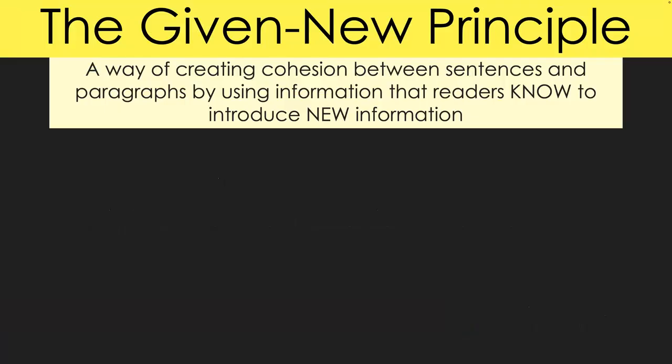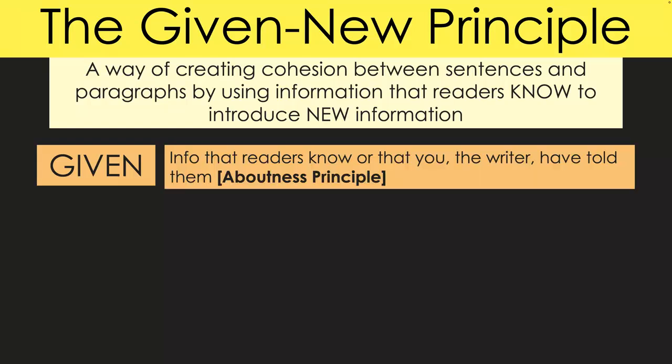The given new principle is a way of creating cohesion between sentences and paragraphs, between sections, etc. You can keep building out from there by using information that readers know to introduce new information. And again, this really happens at a sentence level. So let's look at what that means. What is given information? This is information that you should know, or that you, the writer, have told them somewhere else in the paper already. And this is usually somewhere that's going to come in like the about principle. So usually somewhere near the beginning of the sentence.